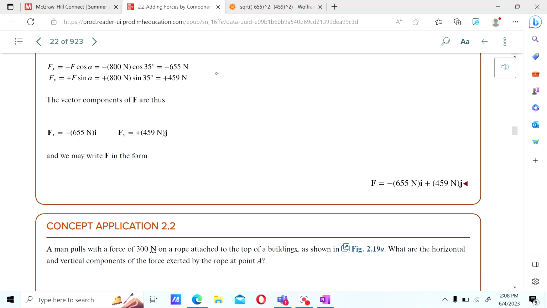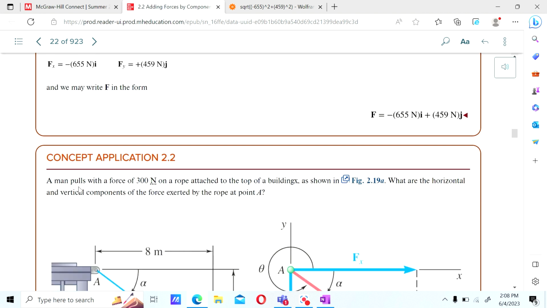All right, and the x component is negative 655, comma, 459j in y. So these are the x and y components. The total force was 800 newtons. So the total force is bigger than the components. If you have the components being larger, either your computer or your calculator is not using degrees, it is using radians, or you're doing something wrong. You put in extra things in the calculator.